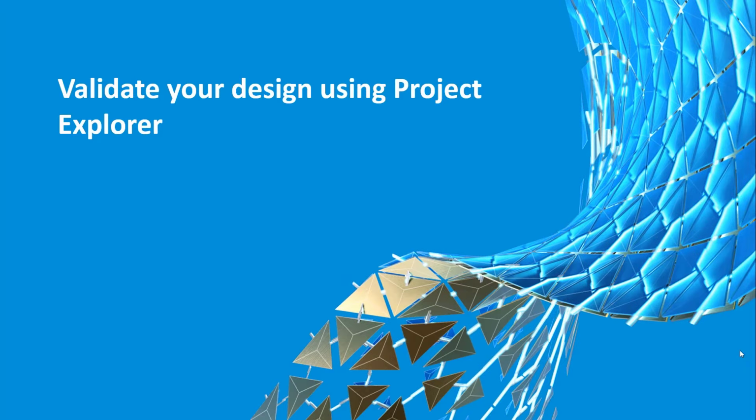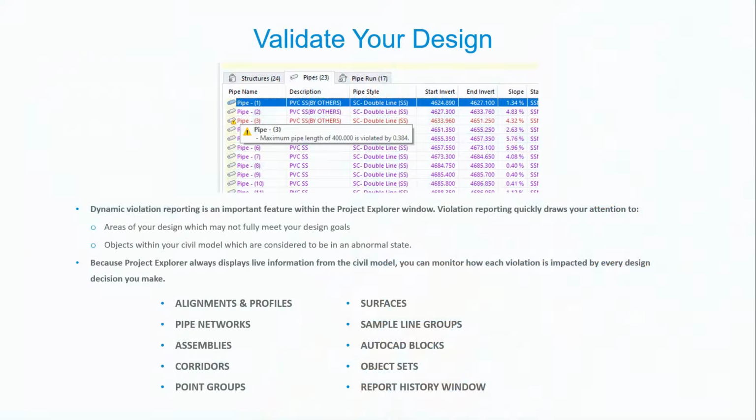And in this session, we're going to quickly look at validating your design using Project Explorer. Very simple process. There's really nothing you need to do. It's just some overview. So there's dynamic violation reporting. It's constant reporting. You switch to whatever it is, alignments, pipes, surfaces. You'll always see a warning symbol or some sort of validation.